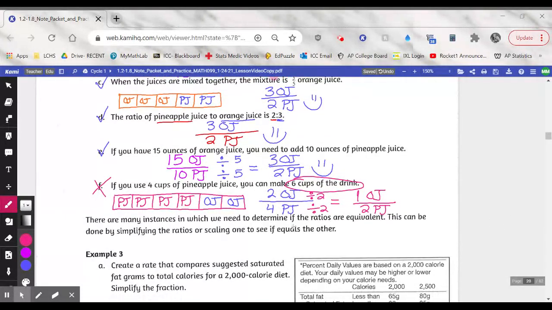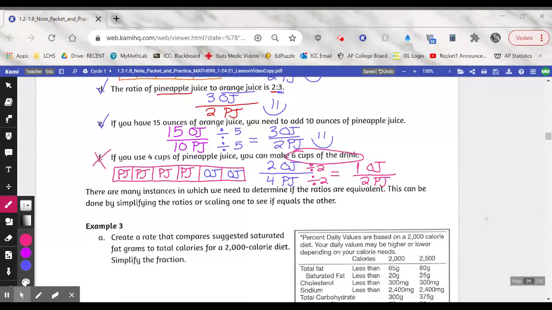So there are many instances in which we need to determine if ratios are equivalent, and this can be done by simplifying the ratios or scaling one to see if it equals the other, which was what we did here with scaling. That's where we multiplied or divided by the same number on the top and bottom.